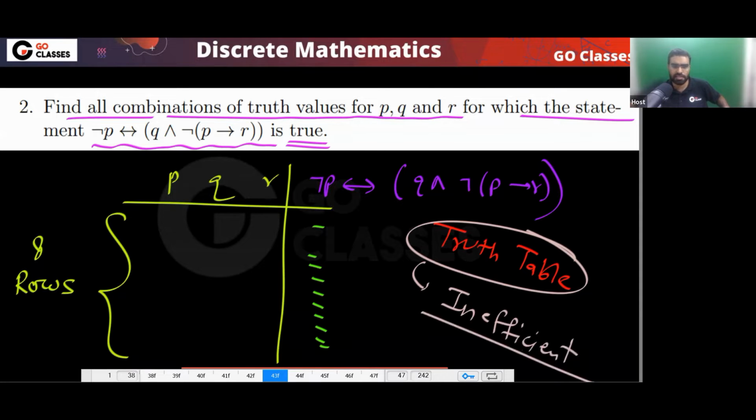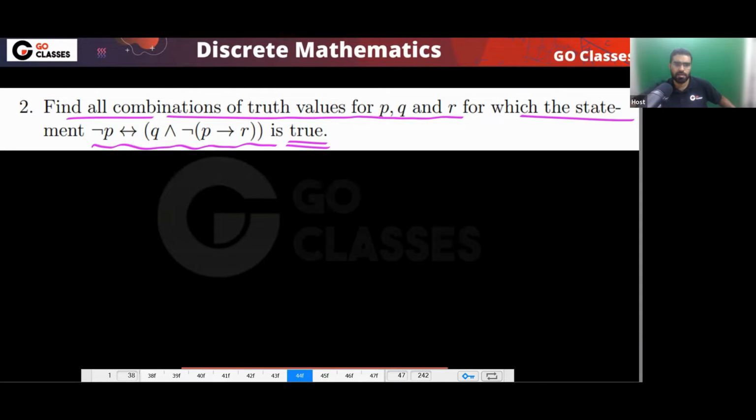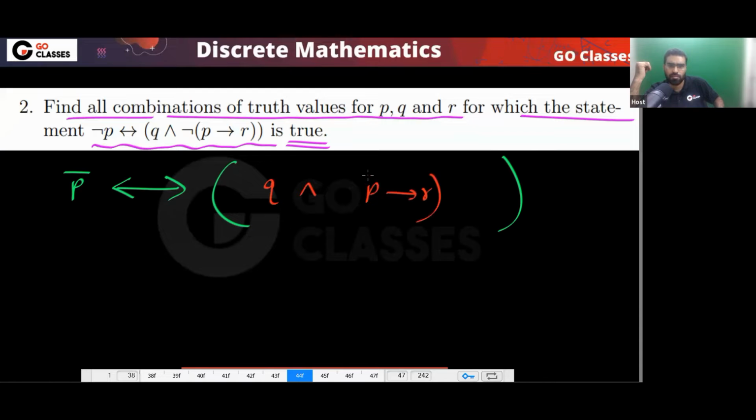Let's do some analysis. The question is saying that P double implication... is true. So now, can you tell me how many cases are possible?